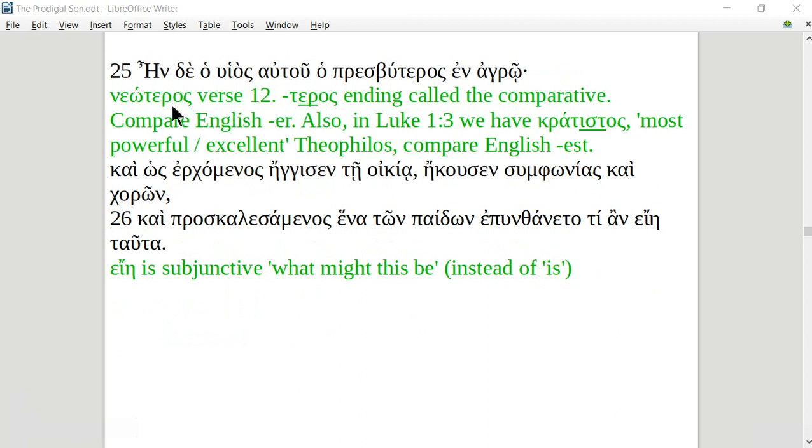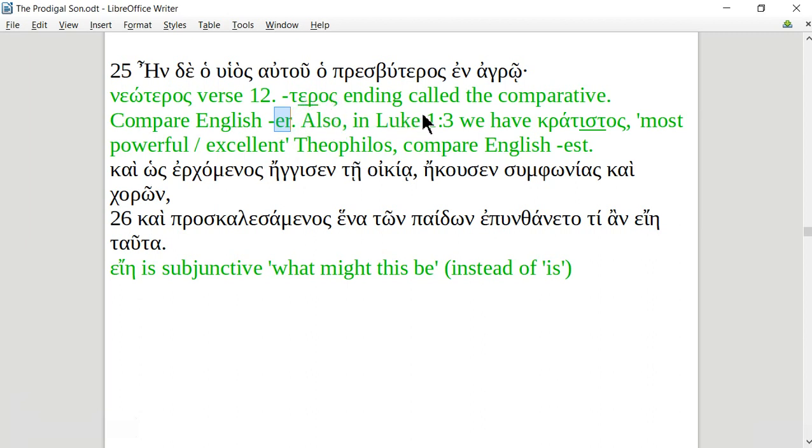So in verse 12 we had neoteros, and here we have presbyteros. And so they both have the teros ending. And this makes what's called the comparative, which corresponds to the English ending er, as in bigger, faster. The corresponding Greek ending is teros.